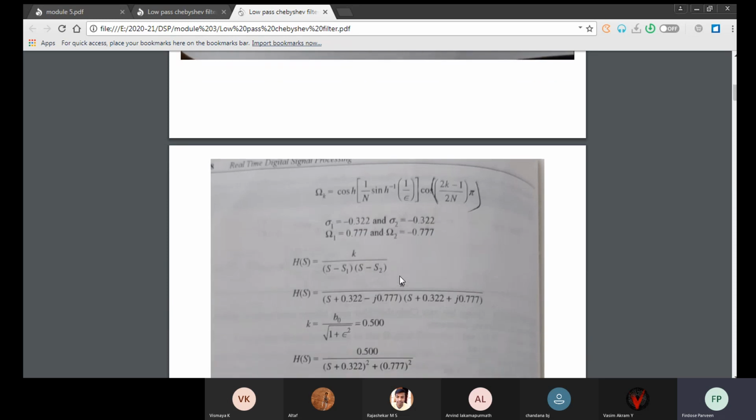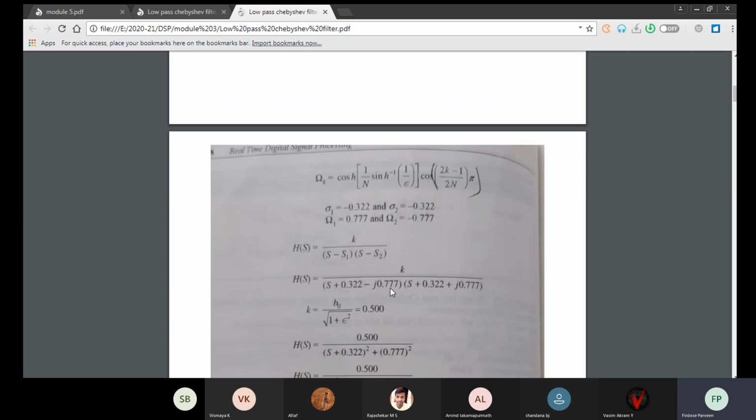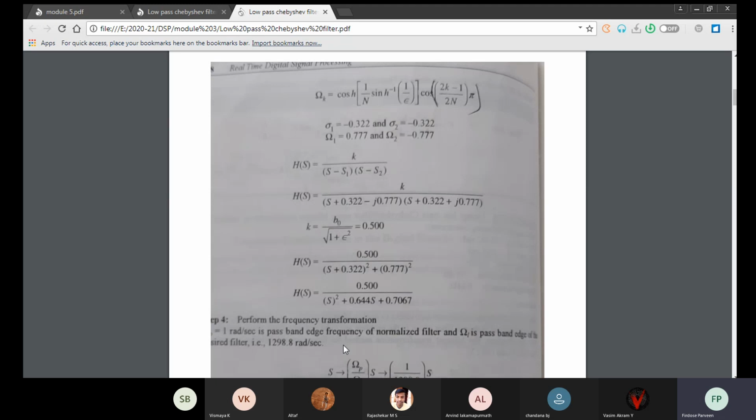Substitute for that. In the Butterworth filter, instead of K we used to take omega c. Here we'll take K. K will be equal to b naught divided by the square root of 1 plus epsilon square, which is nothing but 0.653. So H of s will be equal to 0.500 divided by (s plus a minus b) into (s plus a plus b). That will be your H of s.